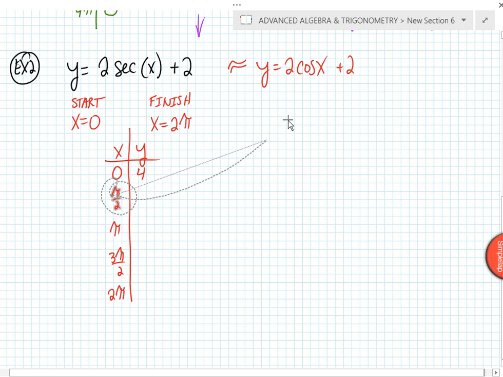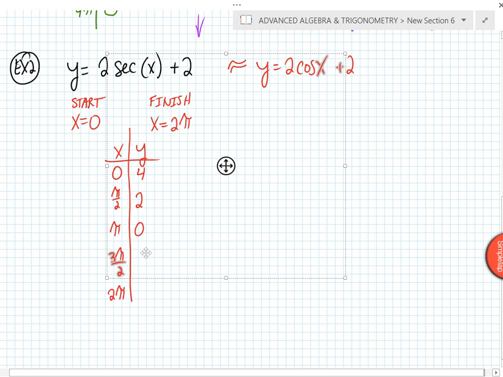Pi over 2. The cosine of pi over 2 is 0. 0 times 2 is 0. 0 plus 2 gives us 2. Pi is up. Cosine of pi is negative 1. Negative 1 times 2 is negative 2. Negative 2 plus 2 gives us 0. 3 pi over 2. Cosine of 3 pi over 2 is 0. Times 2 is 0. Plus 2 gives us 2. If we plug 2 pi in there, clearly we end up with 4 once again.